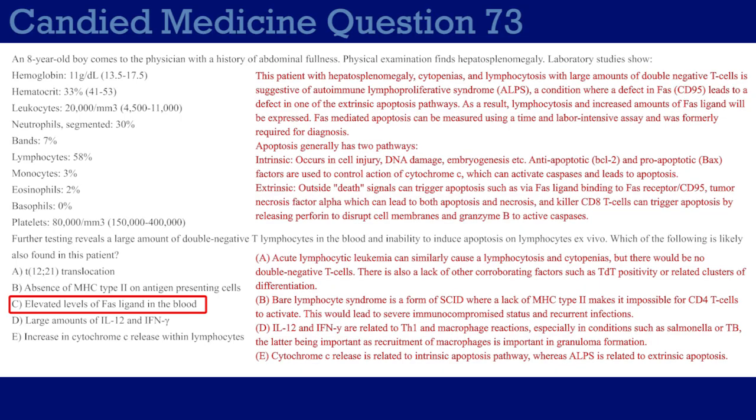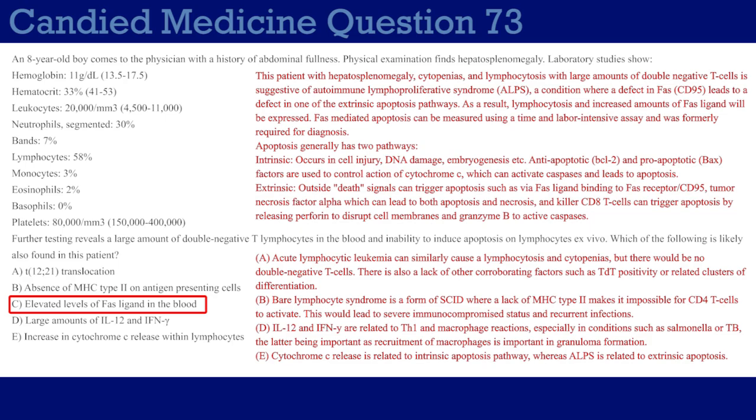So, like I said, the reason I said that ALPS isn't some super important thing you need to know is because usually if they're going to give you an ALPS question, they're going to say something about Fas receptor or Fas ligand, and then they'll just ask you something about apoptosis, because that's the real testing point. Do you understand how apoptosis works?